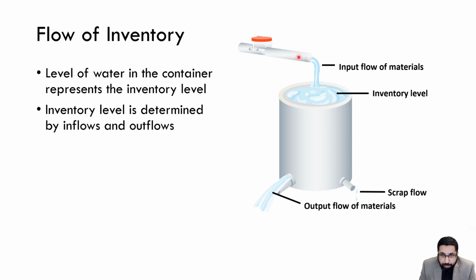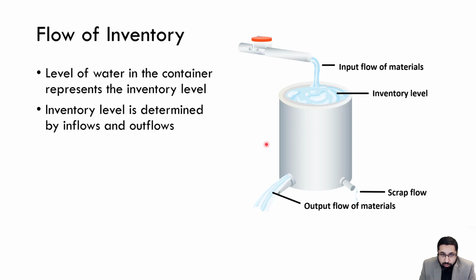The balance of the inflows and the outflows will determine whether inventory increases or decreases and what level of inventory is maintained. So while there's always stuff moving in the system, some things coming in, some things going out, there's also an amount of inventory in the system that could be increasing or decreasing or staying the same.